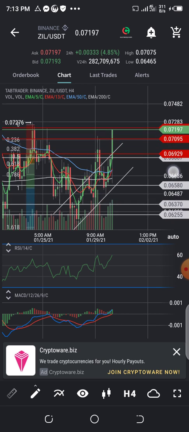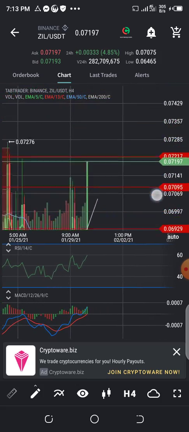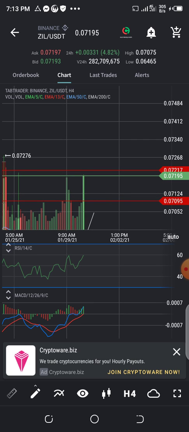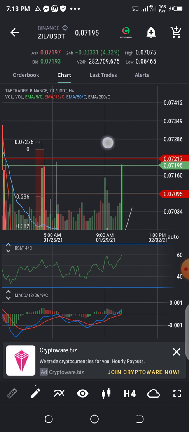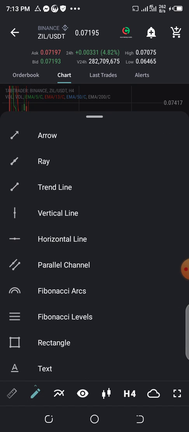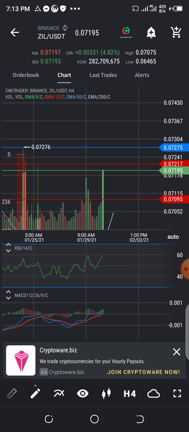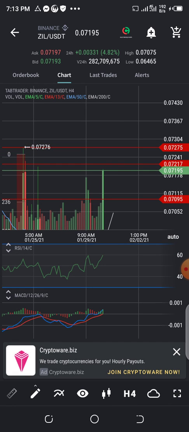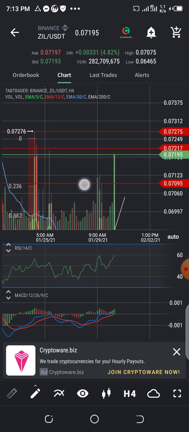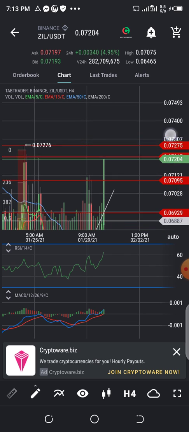And the third one, the one I just put now, is 0.07217. Now if this 0.07217 is also broken, then we'll have to wait for this one. Let me show you this one here. Let me change it to red too. So if we wait for this 0.07275 to be broken and it breaks it, forget it, then it's going to make a retest.